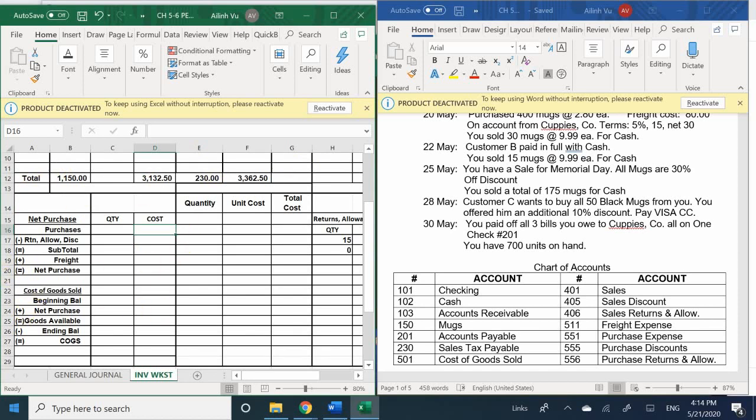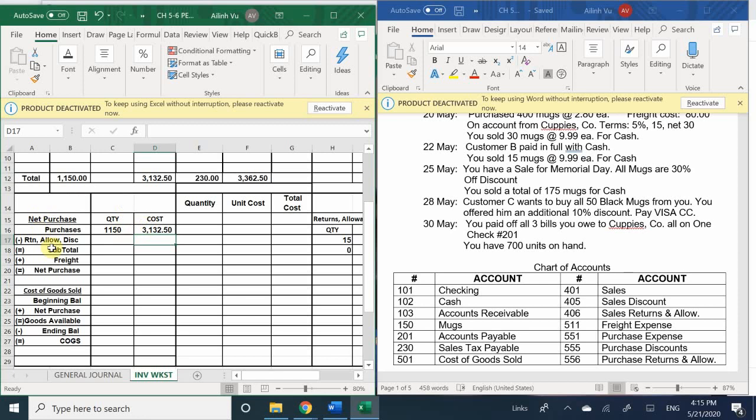Okay. So how much quantity do we have? We have 1,135. Mm-hmm. And how much did it cost us? That's including the freight, just the purchases. Oh, just the purchases, that was $3,132.50. Yes, good. But didn't we return 15? Wait, we're just dealing with purchases.